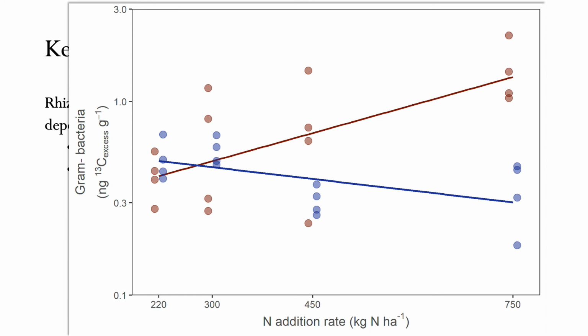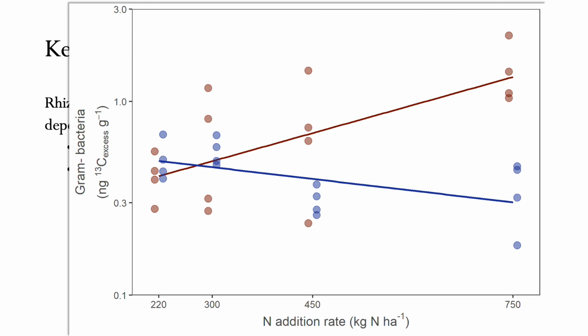I picked the gram-negative bacteria because this microbial group usually favors very labile carbon sources, for example, rhizodeposits. So based on that, we would expect that gram-negative bacteria would benefit from increased carbon rhizodeposition and increase its consumption when there is more of it available.